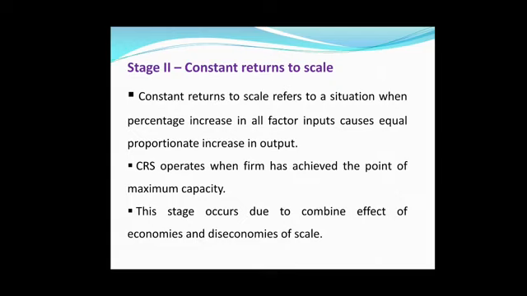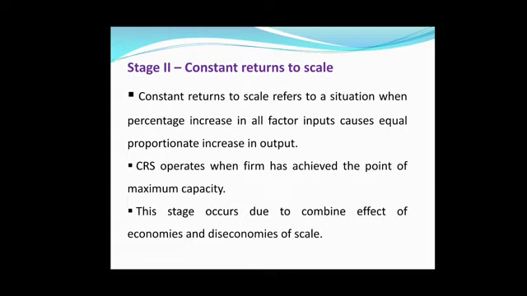Constant returns to scale operates when the firm has achieved the point of maximum capacity. That is the point beyond which the output increases less than the increase in inputs. Dear students, this stage of constant returns to scale occurs due to the combined effect of economies and diseconomies of scale. Economies of scale we already defined. Now the diseconomies of scale.